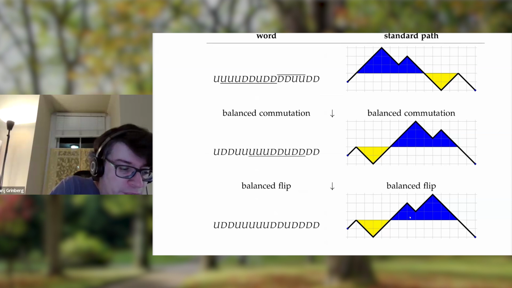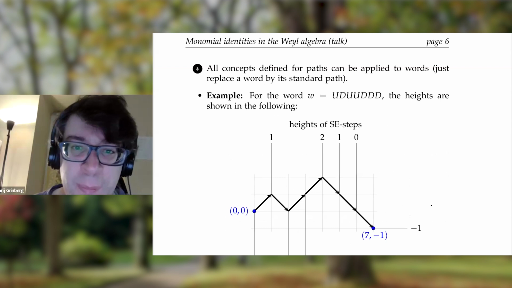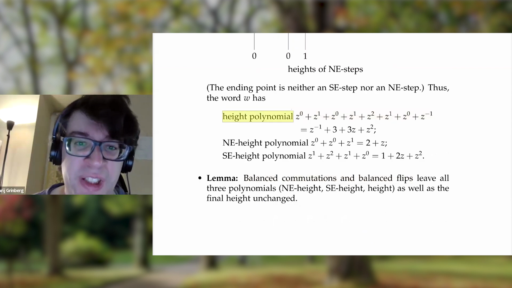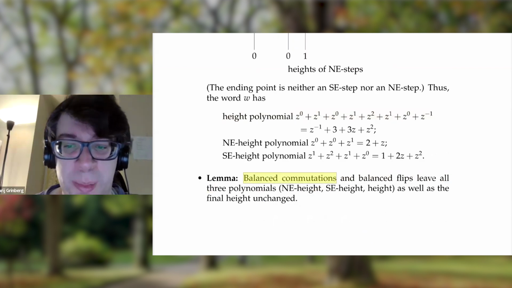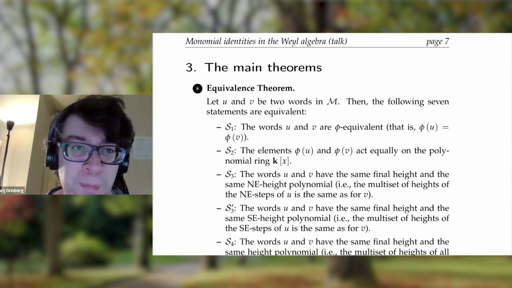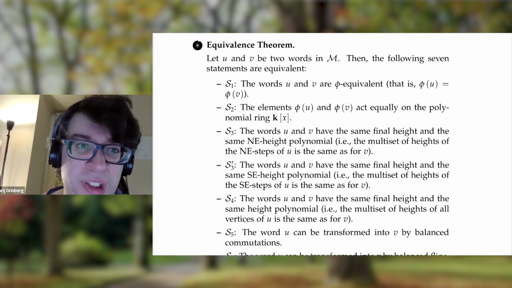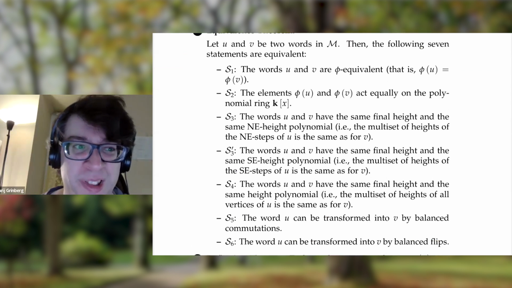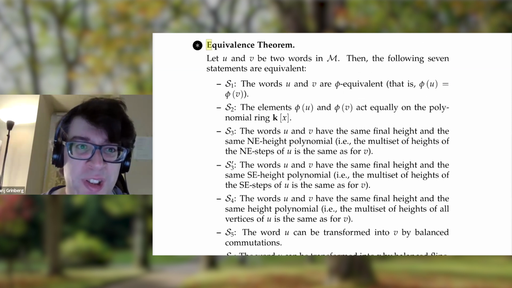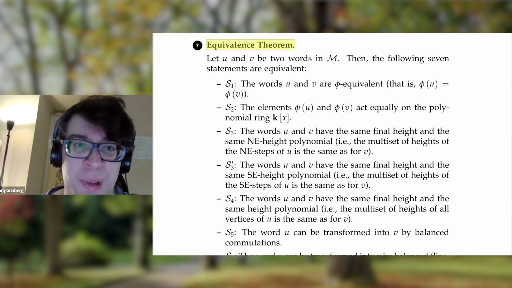So in a way, these height polynomials are invariants under balanced commutations and balanced flips. And this will be a crucial point in what follows. So now we state the main results. At this point, they are a bit overwhelming because of the number of different criteria. So maybe the main result is the equivalence theorem.